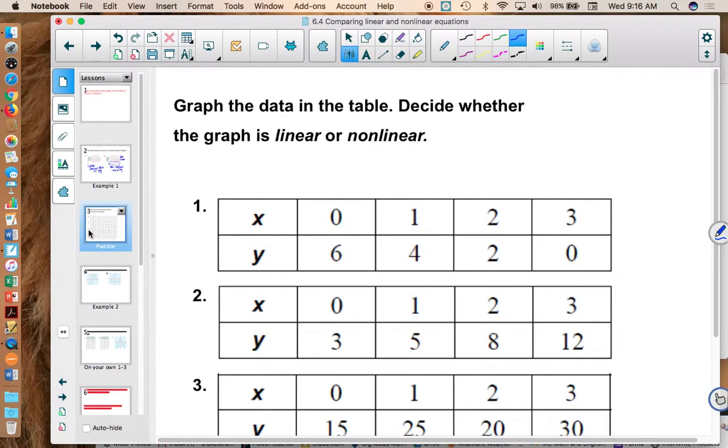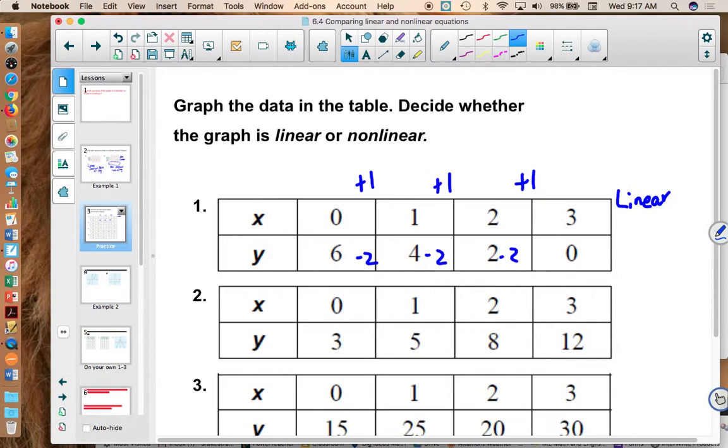Look at number 1. I'm not even going to ask you right now to graph it. Look at number 1 though. Is number 1 going to be linear or nonlinear? Ty says linear. How do you know it, Ty? Because there's a constant rate of change on x and y. Okay, what's our rate of change on the x's? 1. So we've got +1 on x. What about the y? -2. -2, good.